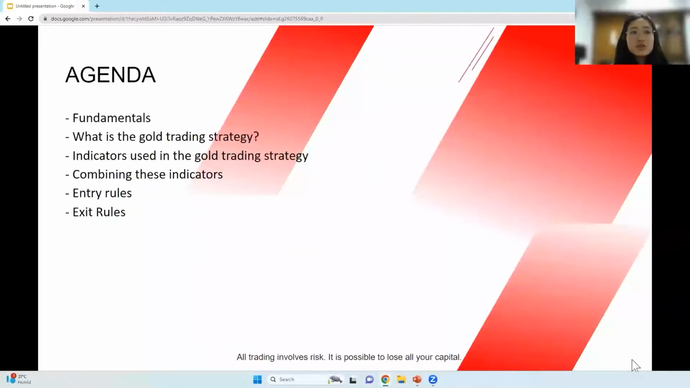So here's our agenda for today. We're just going to look at some fundamentals first, and then we'll look at some trading strategies for gold, some indicators that you can use, and I've also included some stop loss techniques, so some exit as well as entry rules as well. Okay, let's get started. Feel free to let me know throughout the webinar if you guys have any questions. Just let me know in the chat.